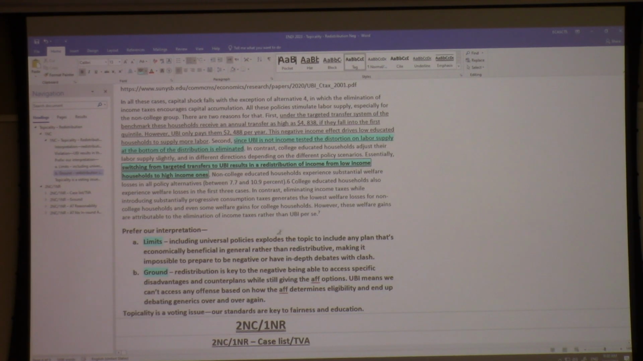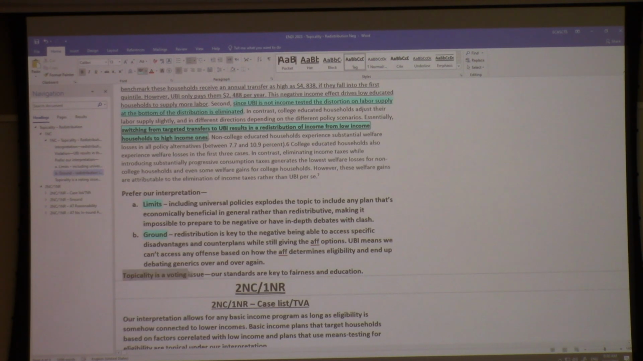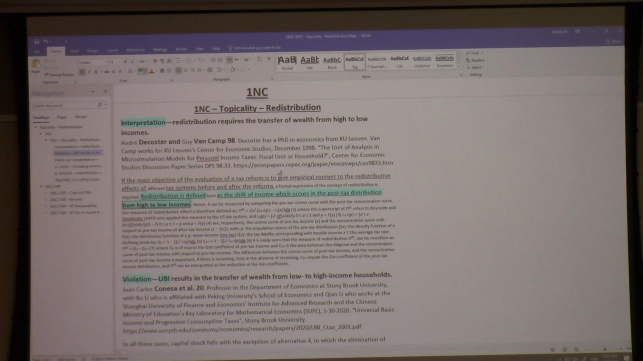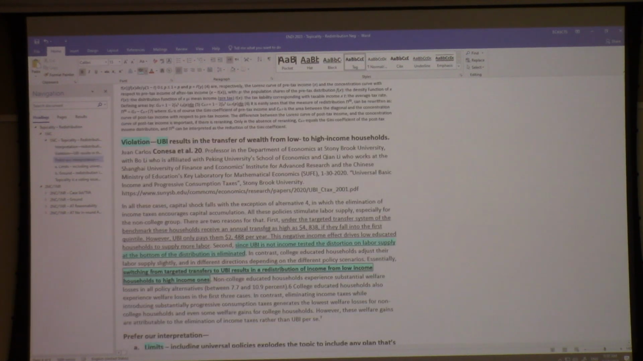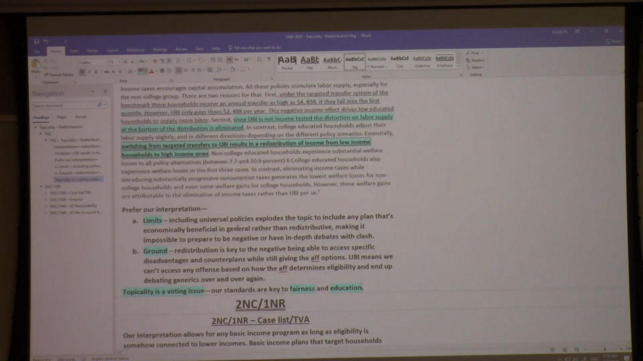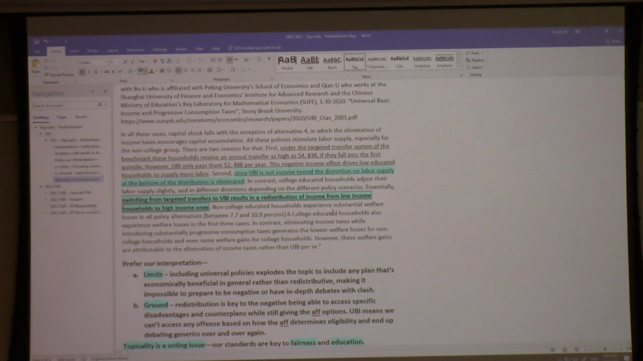And then we have a lovely little voter section here, which says that standards are key to fairness and education. So, definition of the resolution, explanation of how the plan falls outside of that using evidence, and then some analytical reasons that you should prefer the negative interpretation of the resolution over the other one. Make sense?